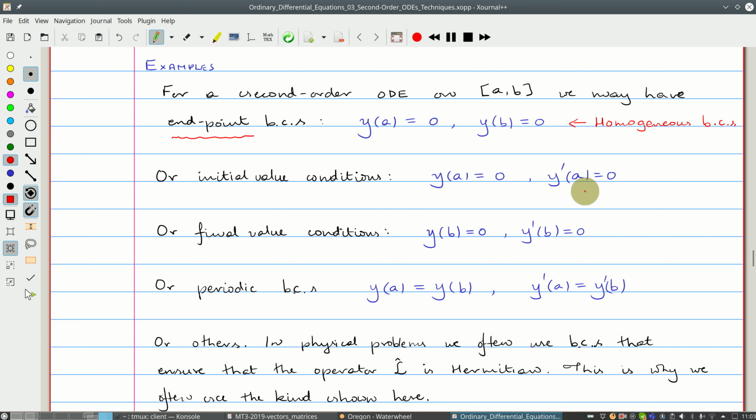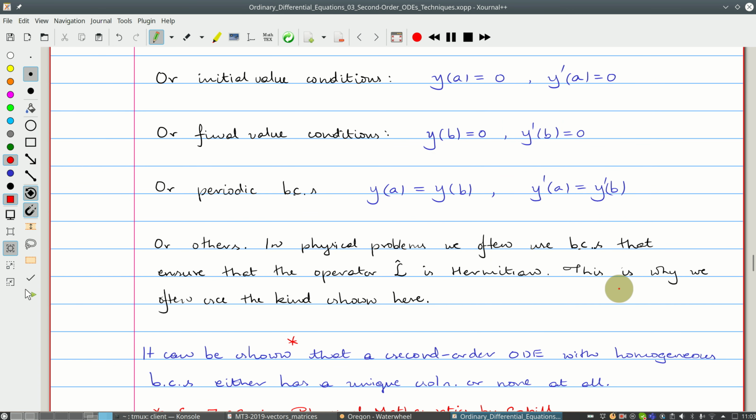It's y of a is 0 and y prime of a is 0. Or final value boundary conditions, where we put these same kinds of conditions but at the end point. Or periodic boundary conditions, y of a is equal to y of b, and the same for the derivative. And there could be others. Now in physical problems, we often see these kinds of boundary conditions, and that's because they often ensure that the operator L we are using is Hermitian, and physical problems tend to use Hermitian operators. So these are the kinds of boundary conditions you're going to be seeing for the most part.